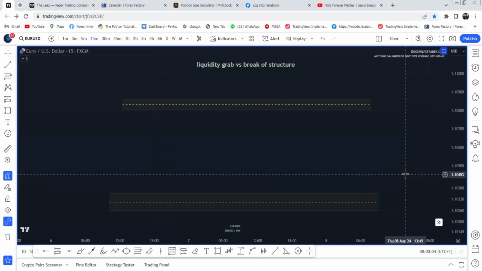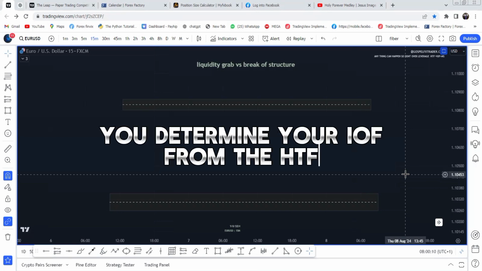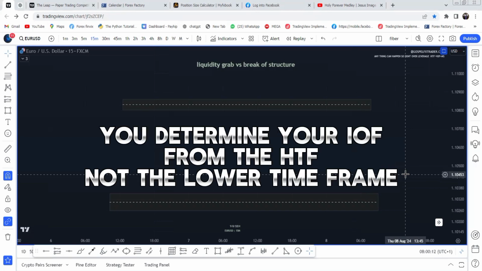Where is the market driving to? Where is your institutional order flow? And for you to know your institutional order flow, for you to know the overall direction of the markets, you need to be looking at it on the higher time frames. It can be 4-hour, daily time frame, weekly, and so on, right?